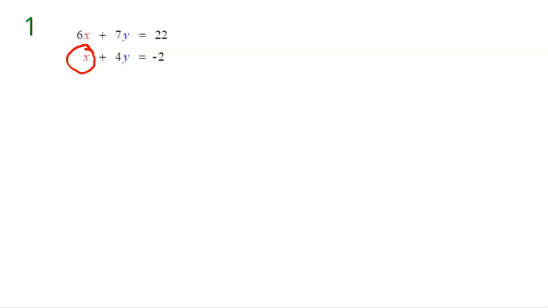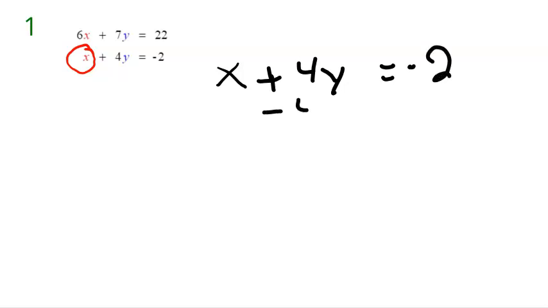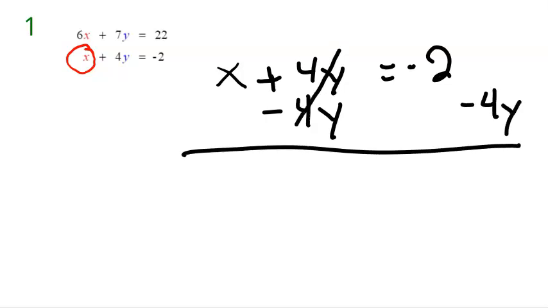Let's write it as x plus 4y equal to negative 2. And then let's just subtract 4y from both sides. We can cross these off because they add up to 0, and we're left with x is equal to negative 2 minus 4y.